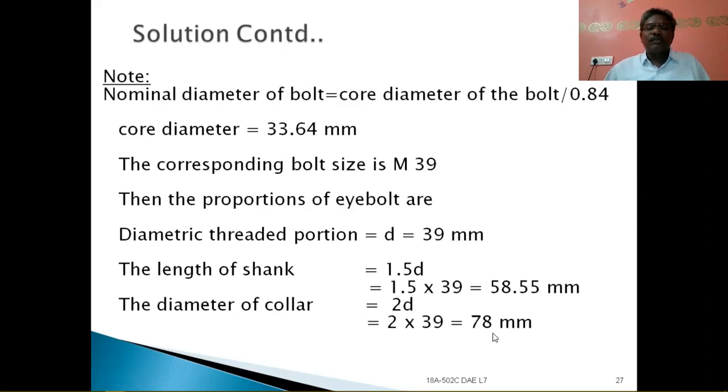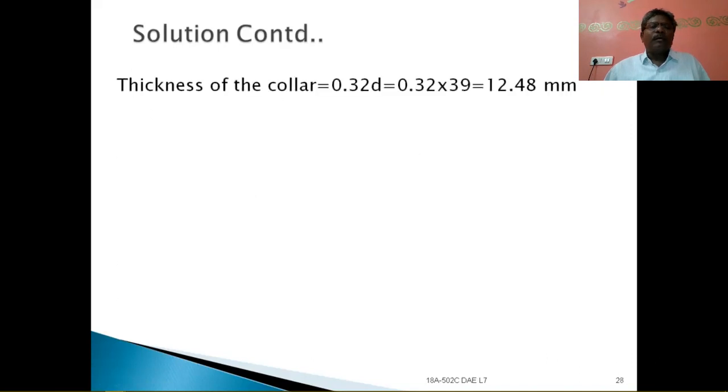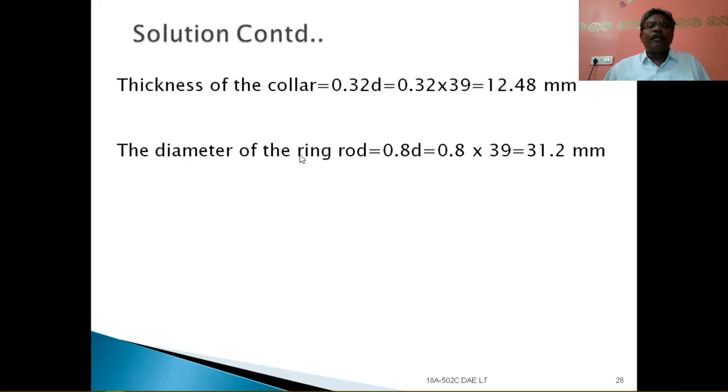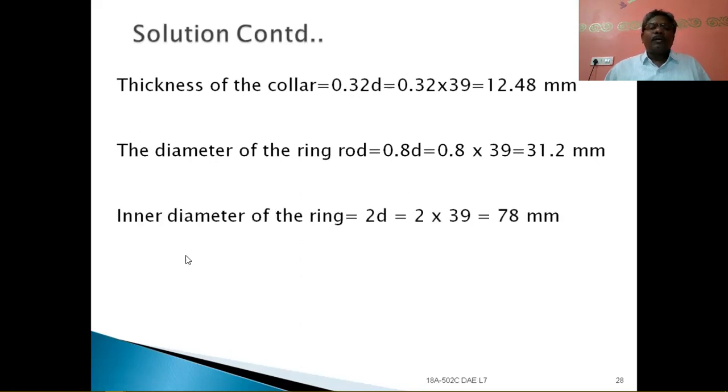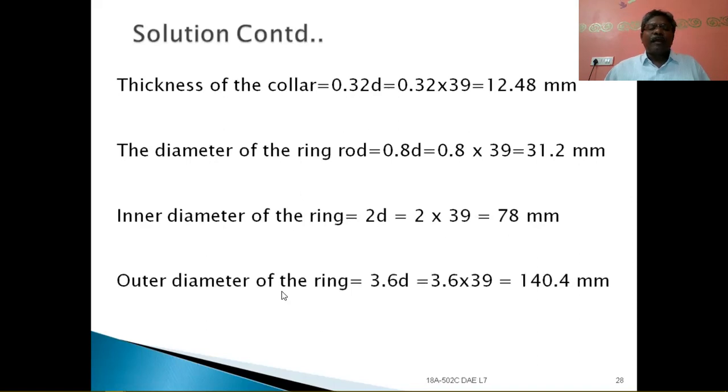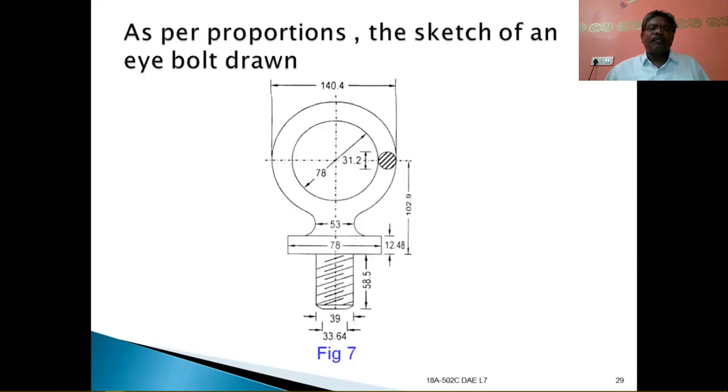Next is diameter of the collar, which is equal to 2D, which is also equal to 78 mm. Right? These are the proportions we are calculating. And thickness of the collar is 0.32D, that is 12.48. And the diameter of the ring rod is 0.8D, that is 31.2. Inner diameter of the ring is equal to 2D, that is 78 millimeters. And outer diameter of the ring is 3.6D, that is 140.4 millimeters.